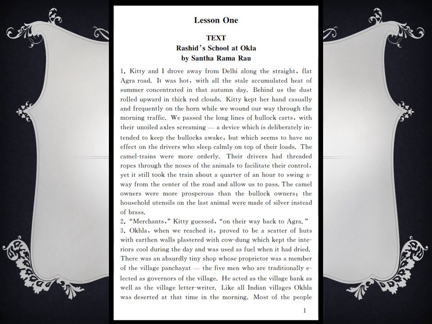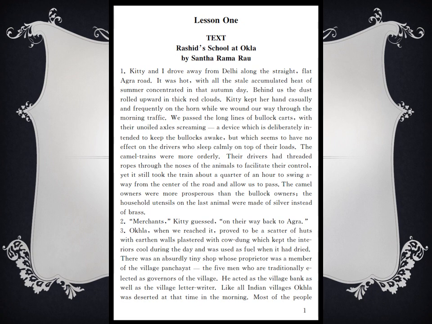The camel owners were more prosperous than the bullock owners. Now prosperous is called wealthy, having more facility. So whatever an owner, means master. So whoever the camel masters were, they were more prosperous, more wealthy, having more facility than the bullock owners, the bullock masters.